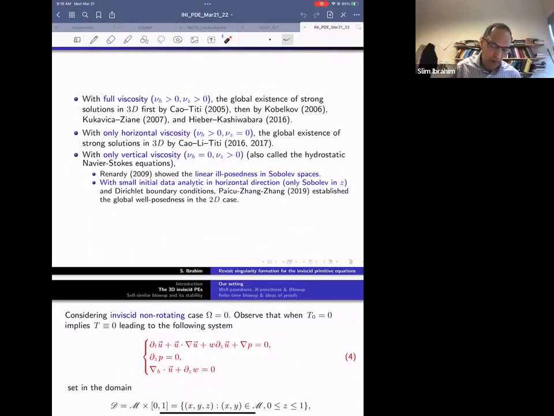And with small initial data, which is analytic in the horizontal direction, not in the vertical direction, then more recently, Paicu and Zhang established the global well-posedness for small data in the 2D case. Because of this loss of derivative, clearly we cannot solve in the scale of Sobolev spaces, particularly in the horizontal direction. And the space of analytic functions would be the most suitable to establish well-posedness.